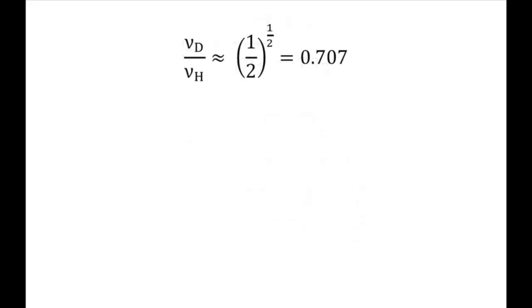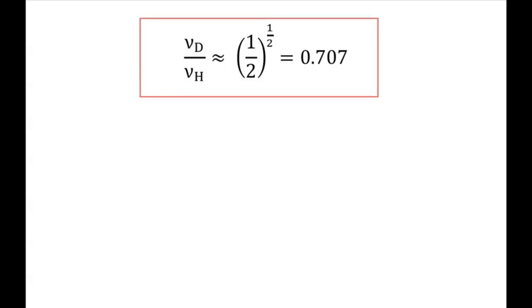Putting the two reduced masses into the formula for the ratio of the bond stretching frequencies gives us the ratio as approximately the square root of 1/2, or 0.707. Again, this is a general finding. The heavier the atom or the group bonded to the hydrogen atom, the better the approximation and the more accurate the relationship.